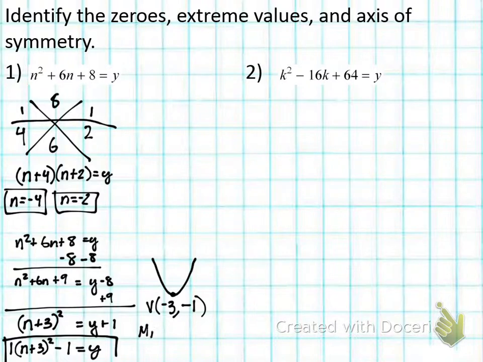Minimum. So it's got a minimum where you take the y value of negative 1. So you'd say y is equal to negative 1. And then we said the axis of symmetry is x is equal to negative 3. That's it.